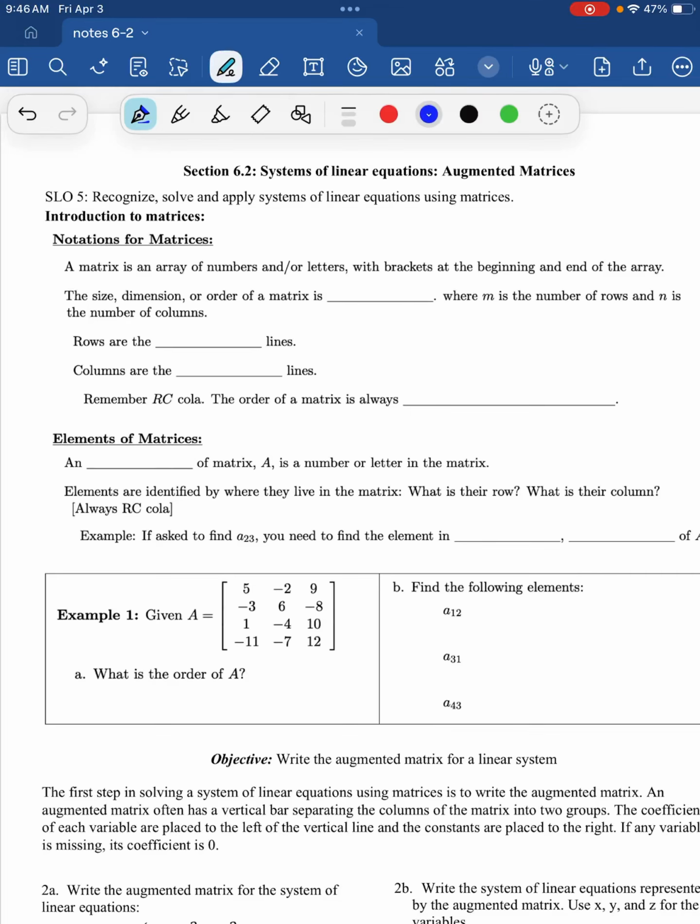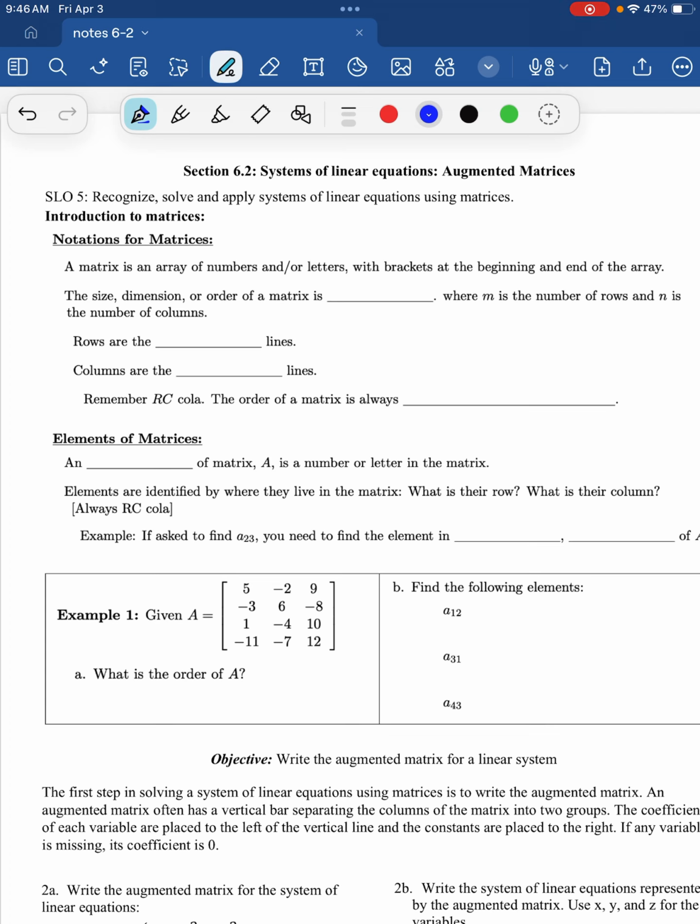These are the notes for 6.2, Systems of Linear Equations Using Augmented Matrices. So one object is a matrix, more than one is matrices for the plural.